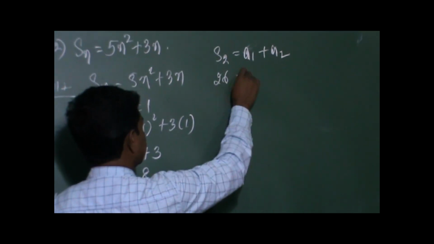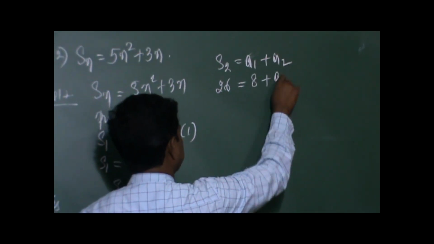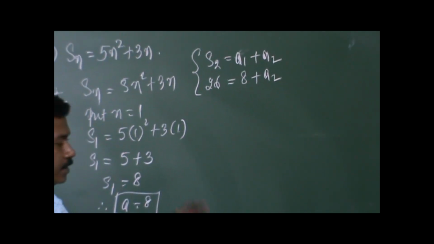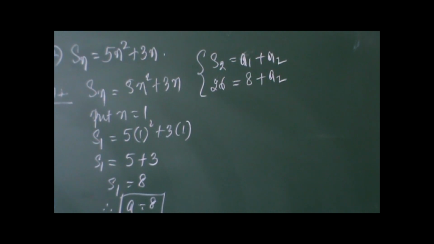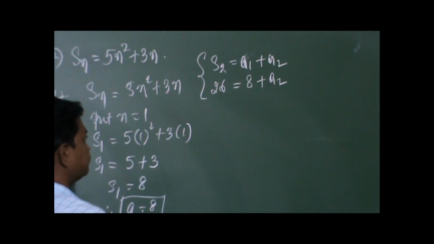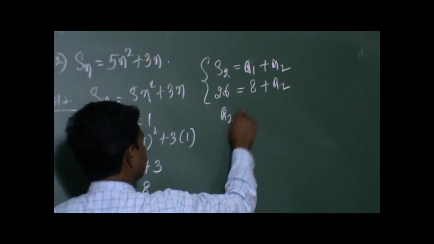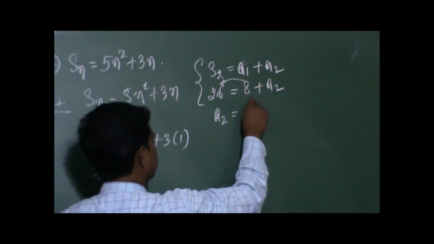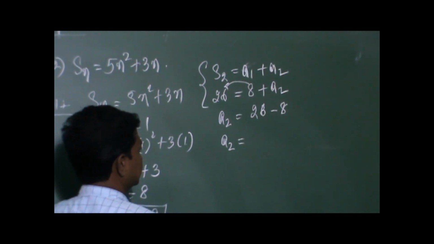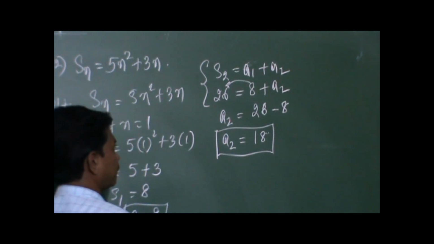Let us substitute this: 26 is equal to the A1 value, or a value, 8 plus A2. This is a very important step. You have to remember this. This problem has appeared in many examinations, in final examinations. It's very important. Now take A2, keep it here, transpose 8 to the LHS, that becomes 26 minus 8. So A2 is equal to 26 minus 8, which is 18. So A2 is 18.